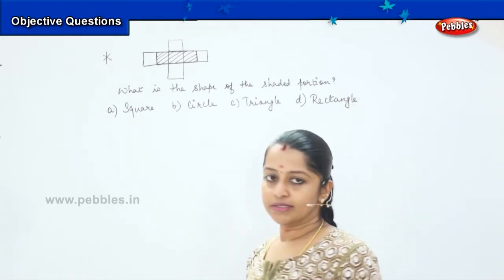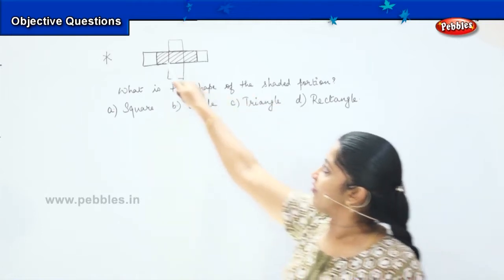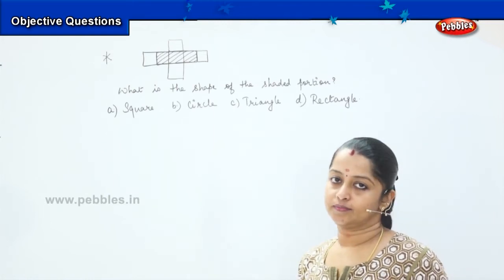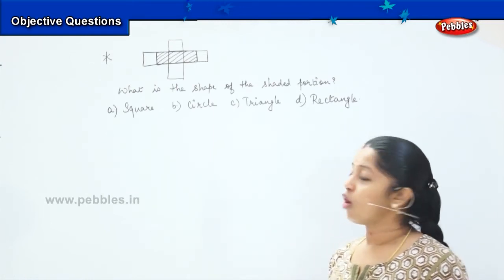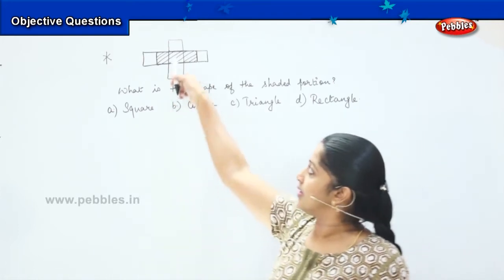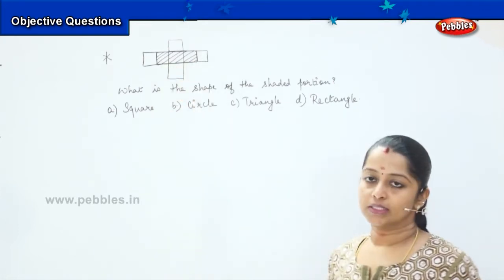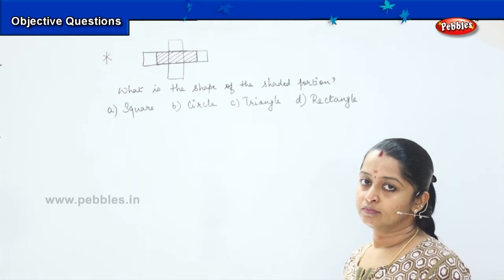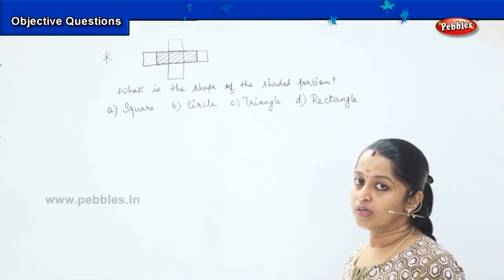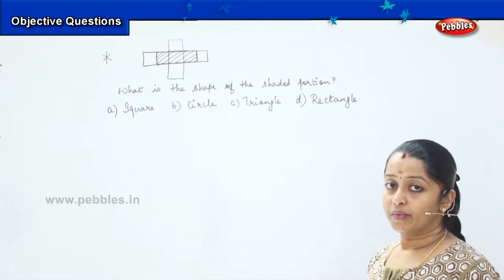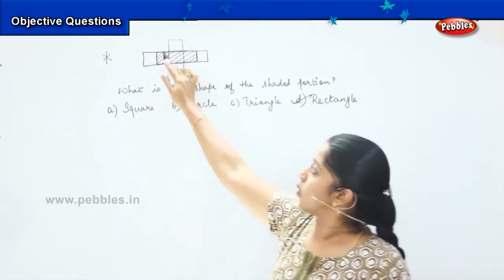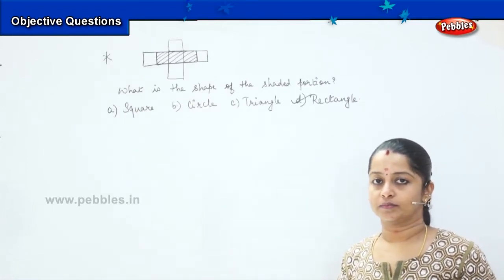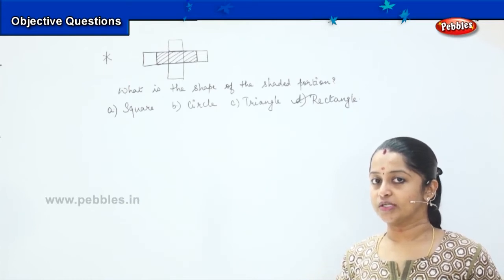Can you tell me the answer, children? What is the shape of this shaded portion which I have shaded in the center? Is it a square? No, because all the four sides are not equal, only the opposite sides are equal. Can you see? Is it a circle? No, there is no circle in this given figure. Is it a triangle? No, it is not a triangle either. So what is the last option? It is a rectangle with four sides, 1, 2, 3, 4, and two opposite sides being equal. Clear? Shall we move to the next question?